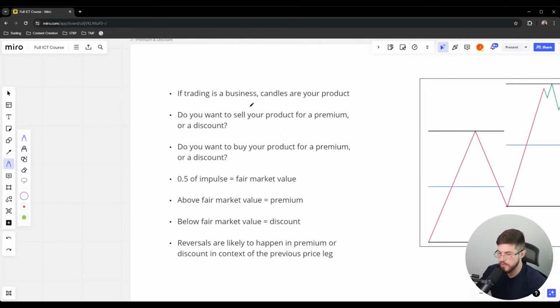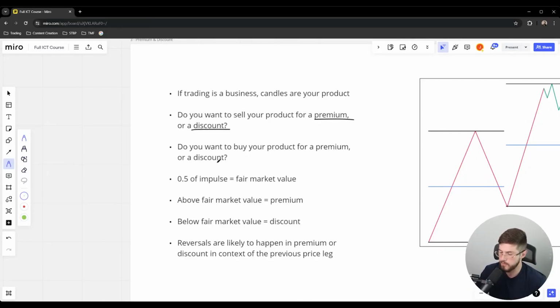So I want you to think about this. If trading is a business, then candles are your product. Now, if you have a product, do you want to sell it for a premium or do you want to sell it for a discount? Obviously, you want to sell it for a premium. Now, if you want to buy your product, do you want to buy it for premium pricing or do you want to buy it for a discount?